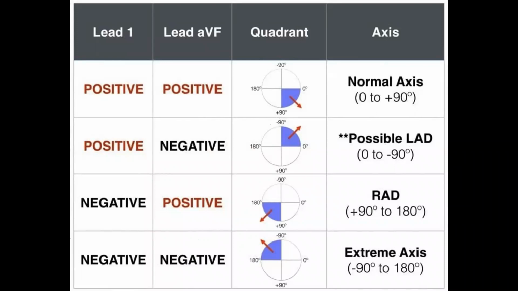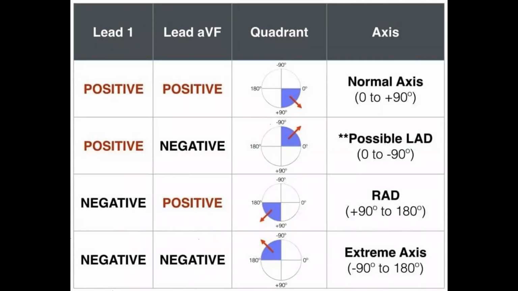So if in lead 1 the R wave of the QRS is pointing positive, and the lead in aVF is also pointing positive, this suggests a normal axis. If lead 1 is positive and in aVF the general direction of that QRS complex is negative, they're leaving each other, and this generally is left axis deviation.